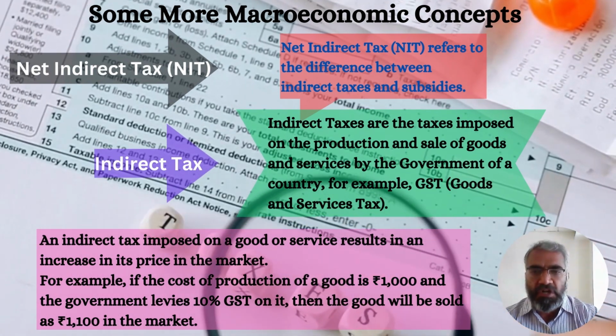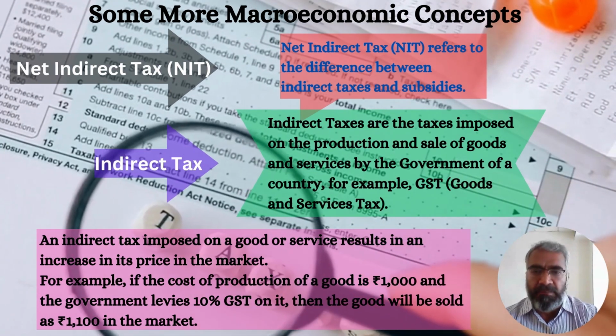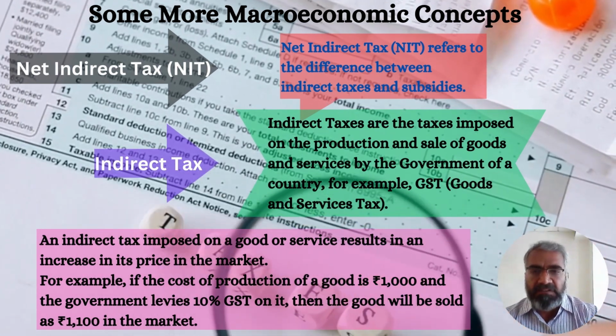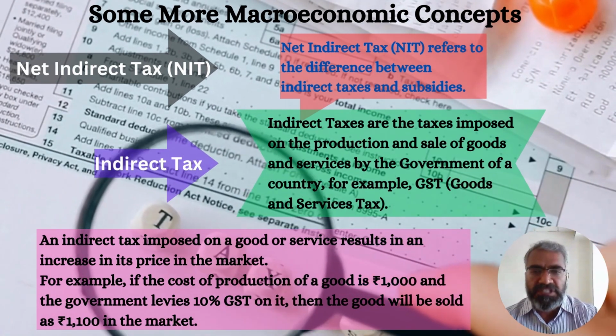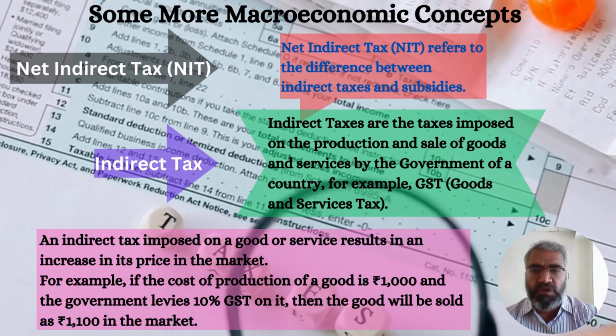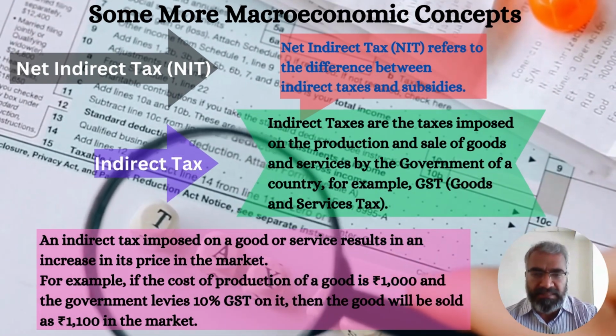Indirect tax imposed on a good or service results in an increase in its price in the market. For example, if the cost of production of a good is rupees 1000 and the government levies 10% GST on it, then the good will be sold at rupees 1100 in the market.